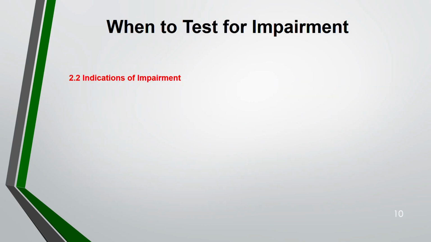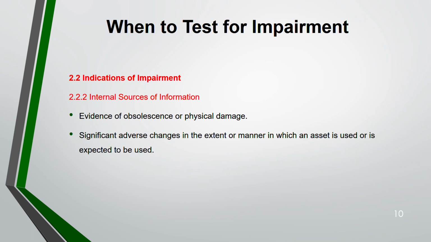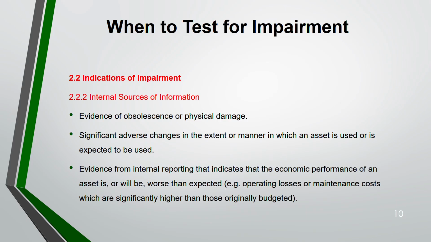Now let us go to the internal sources of impairment. Evidence of obsolescence or physical damage, significant adverse changes in the extent or manner in which an asset is used or expected to be used, evidence from internal reporting that indicates that economic performance of an asset will be worse than expected, or operating loss or maintenance costs will be higher than budgeted.